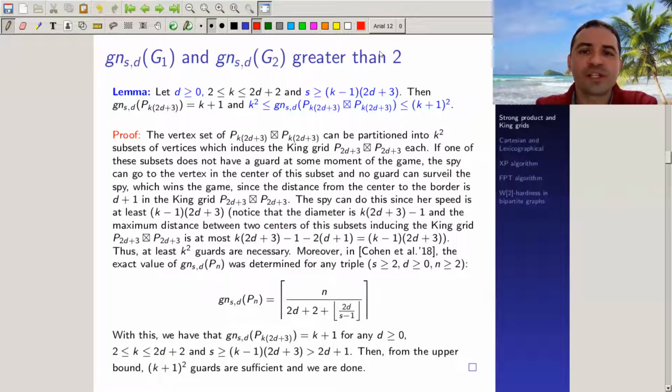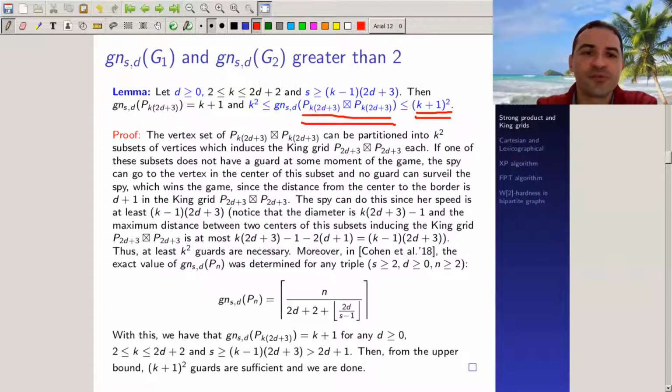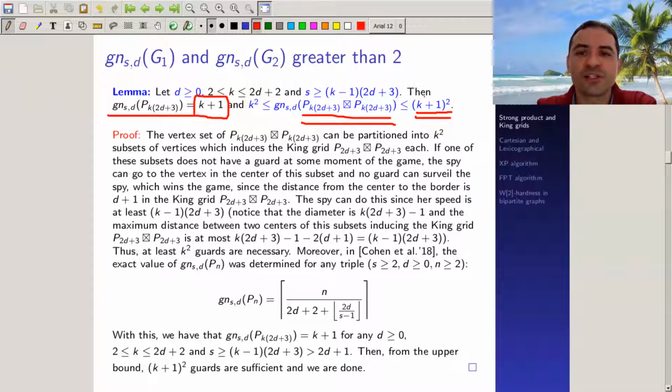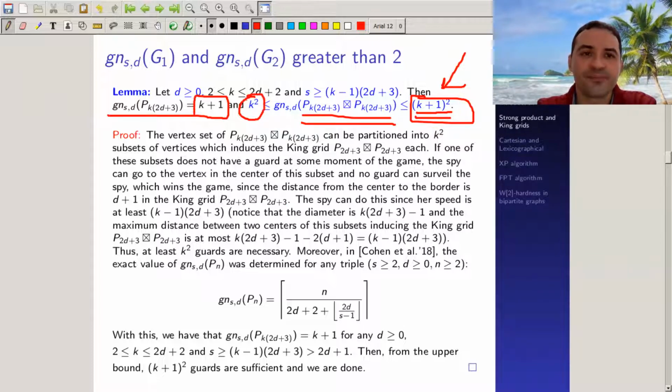Okay, we also show that the guard number of the strong product can be close to the product of the guard numbers. For example, if we have this example where we need k plus 1 guards, the guard number of the strong product is at most (k plus 1) squared. Of course, this is the upper bound, and it is at least k squared.